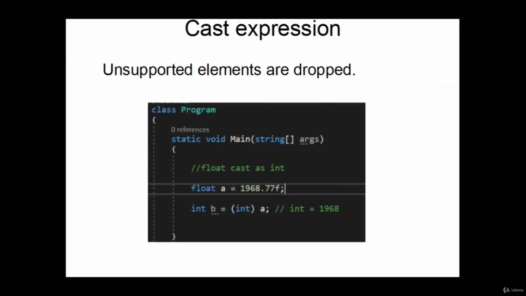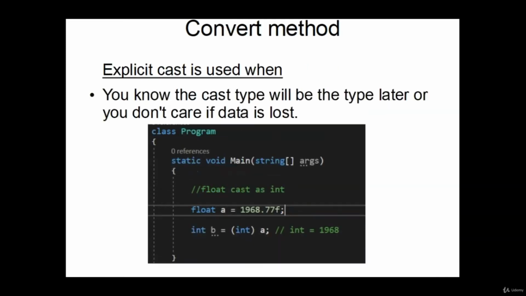If for some reason we didn't care about the data being lost, or we wanted to show this variable as an integer, we would use a casting expression. So as you see on the first line, we still have our same variable, the float. And on our second line, the integer b uses a casting expression to cast a as an integer. So instead of 1968.77, we only get the whole number part of it, 1968. So as I stated before, explicit casting is used when you know the data type will be a certain type later, or you don't care if the data is lost.